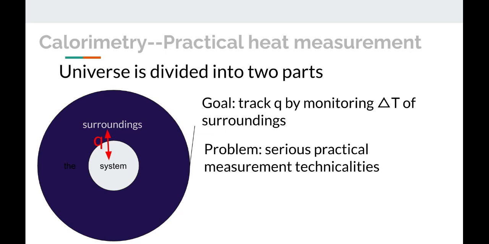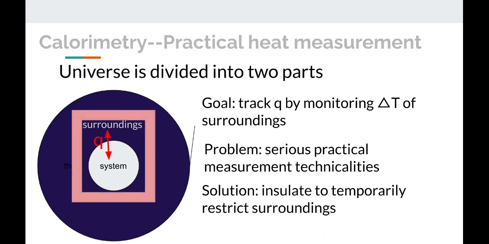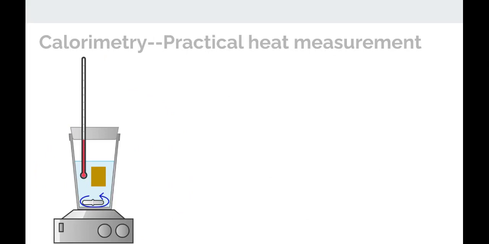So how we solve that problem is by restricting the surroundings to a smaller area by insulating them. This is not permanent, but if you work fast in the short term and you use good insulation, you can restrict the entire universe that you're trying to study into this much smaller fake universe. So this is a practical way that this could be set up.